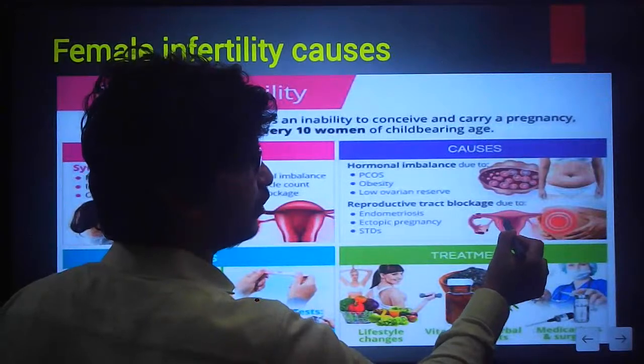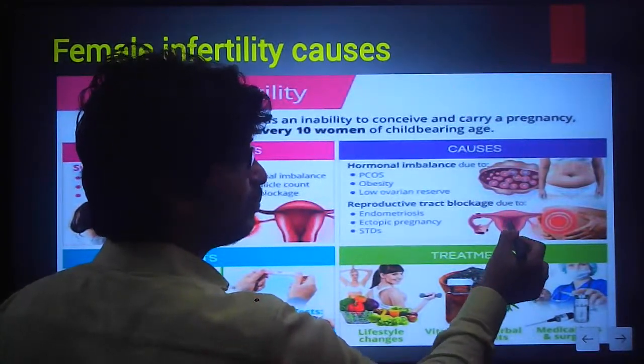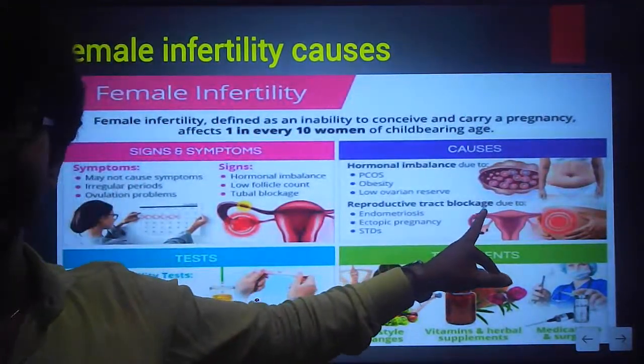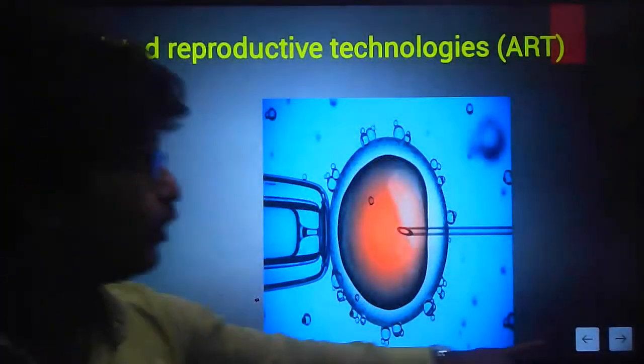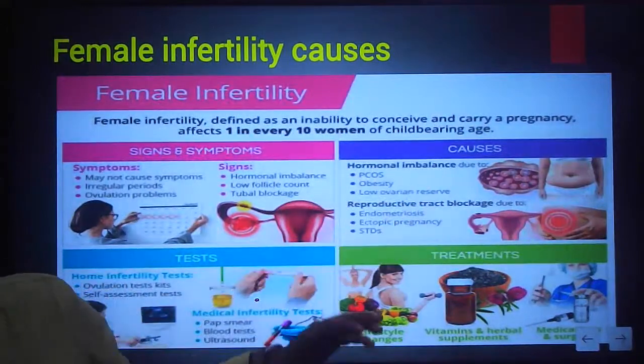Usually this is the place in the uterus, the endometrium lining, where the implantation takes place. But what is happening in ectopic pregnancy? In ectopic pregnancy, the embryo is staying back in the fallopian tube itself. So this is called ectopic pregnancy.